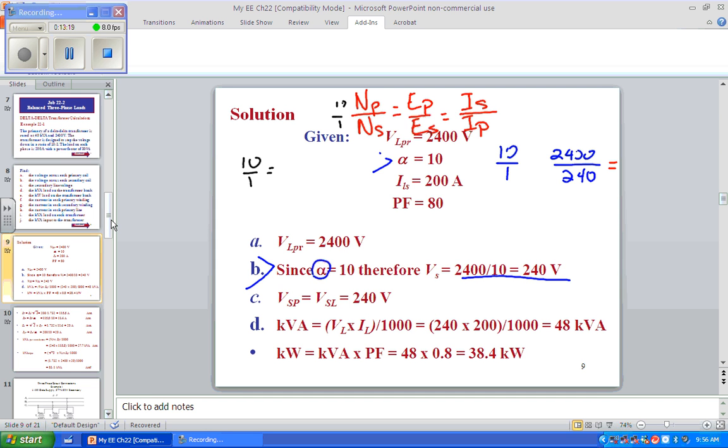And that's equal to 2400 over 240. You can see that that's a 10 to 1 ratio, right? So the current, since this is the secondary, is going to be a 10 to 1 ratio, but in reverse. It's going to be 1/10 of the current on the primary. Okay? So our current in our secondary, what does that say? It's 200 amps. I think that says current line secondary.